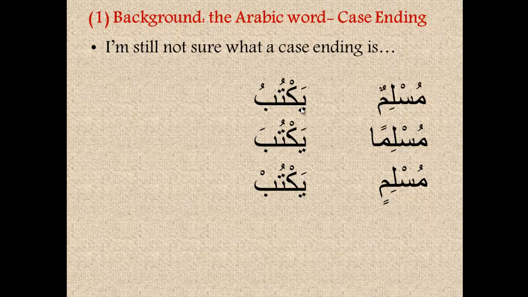The word yaktub, which means he writes or he is writing, is a verb. And we can have, again, three different versions. We can have yaktubu, yaktuba, and yaktub. Again, notice how the endings are different. We have a dhamma, a fatha, and a sukun. And lastly, we have the words muslimuna and muslimina. Both words mean Muslims, but the first version has a waw, and the second one has a ya.